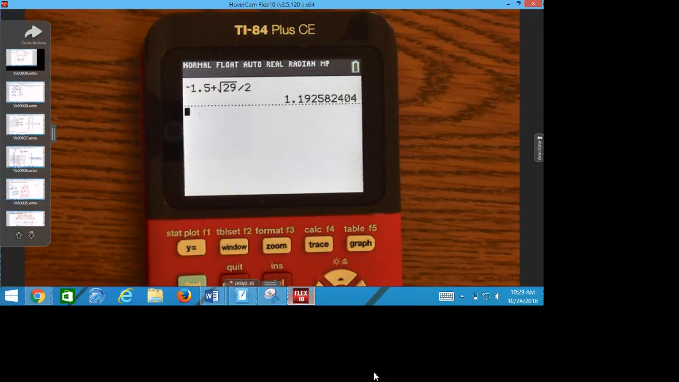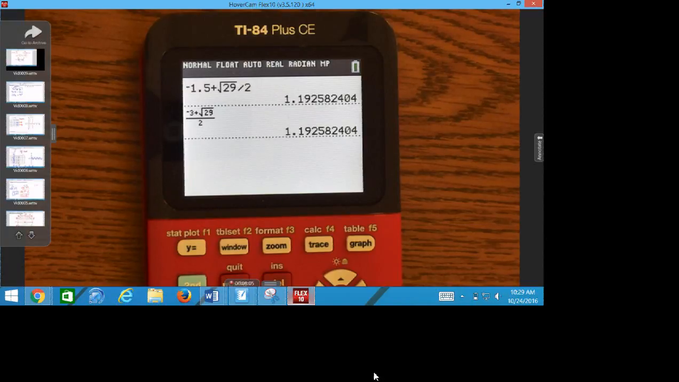Another way that you could do this, you can get the fraction. If you have the newer calculators and you hit alpha y equals, and then you have your fraction there. Alpha y equals, and then I type in my -3 plus square root 29, and then I put it over 2. That'll be another way that we could type it in our calculator.